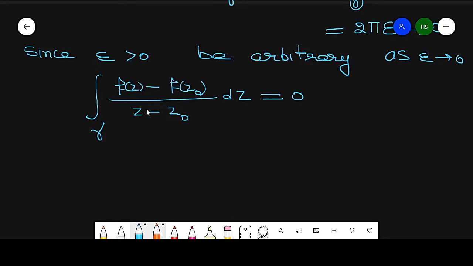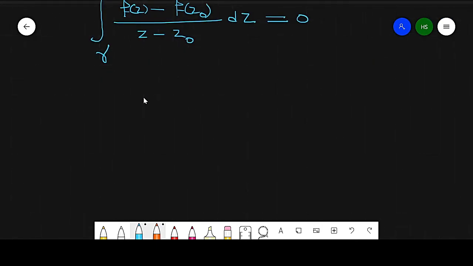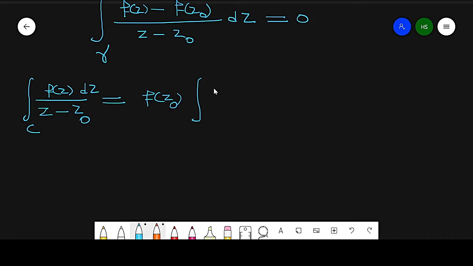So when we substitute these values in equation number 3, what do we get? We get integration of f(z) dz over z minus z0 around C. So this is equal to, as we divide it, the first integration is 0, and what is the value of the second integration? It is equal to f of z0 times integration of dz over z minus z0 around the gamma.